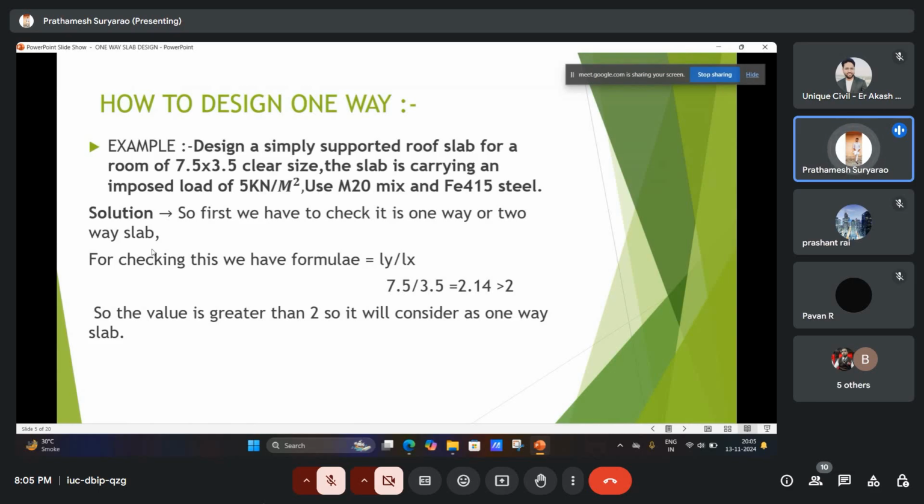So first solution. First we have to check whether this is a one-way slab or two-way slab. For checking this, there is a formula Ly by Lx. So Ly is the longer span and Lx is the shorter span. So the value comes to 2.14, which is greater than 2. So it will be considered as a one-way slab.